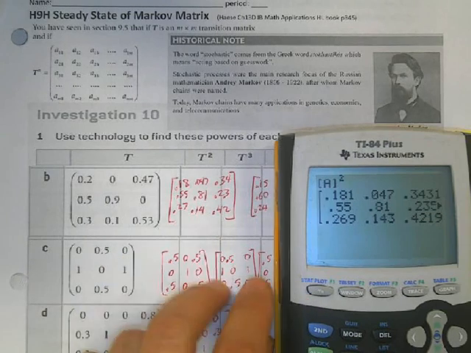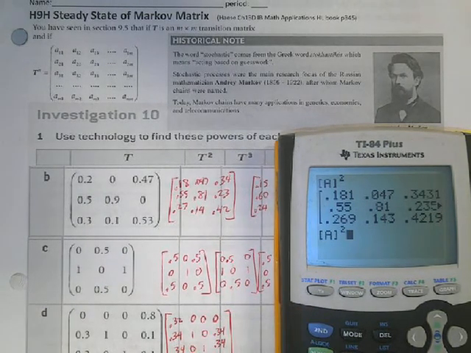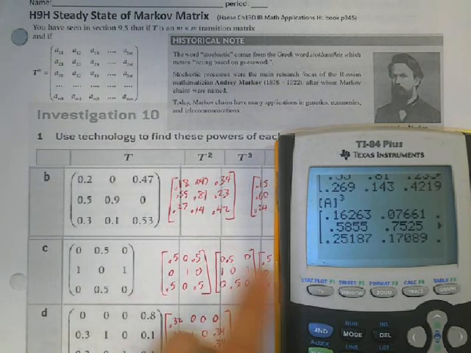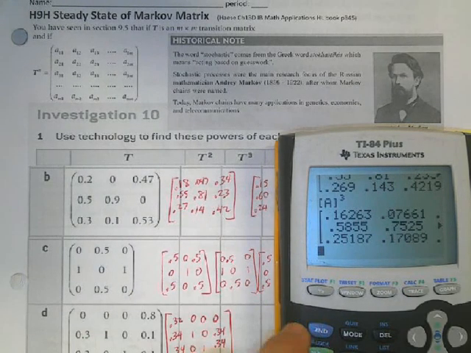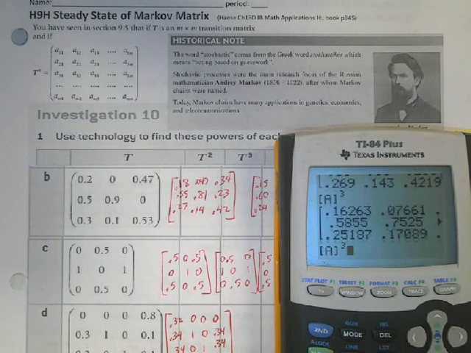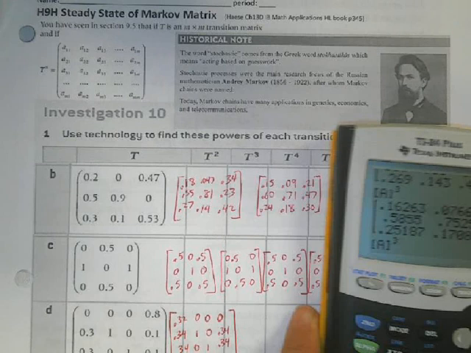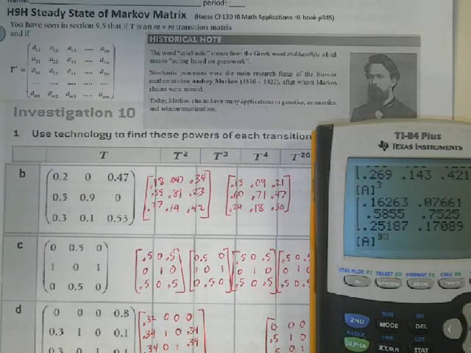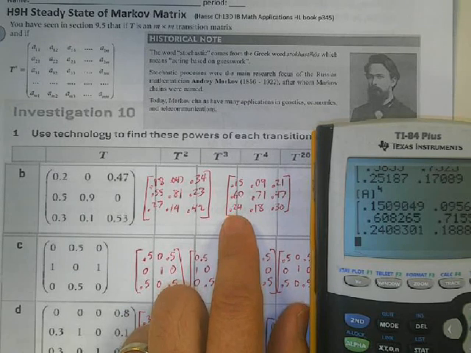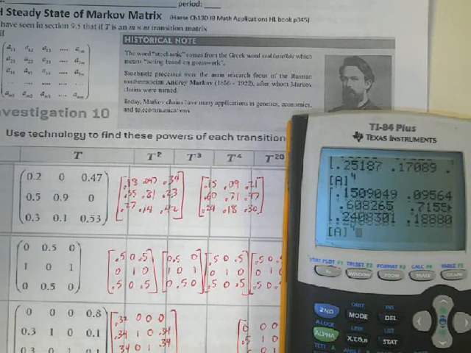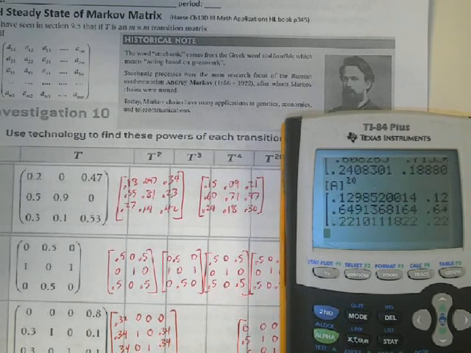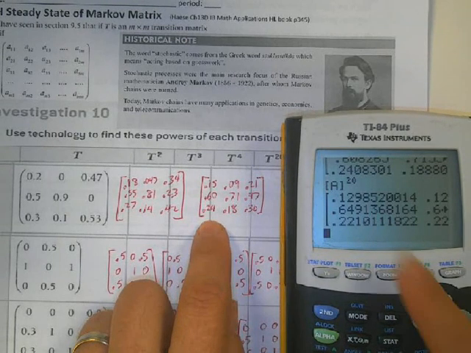So what happens if I put this to the third power? What happens? Okay, it's similar, but what happens if I do it to the fourth power? Then I get these values. Okay, what happens if I do it to the 20th power? Then I get values that are kind of close to this.